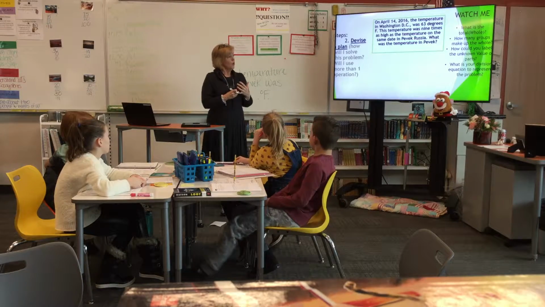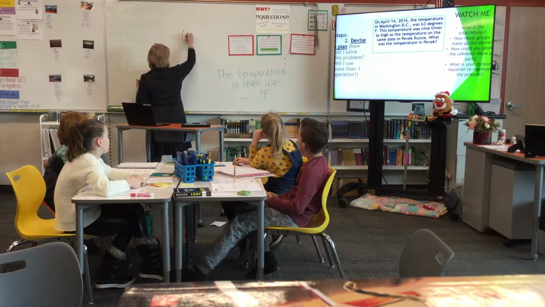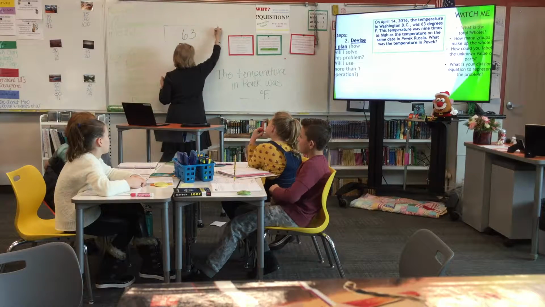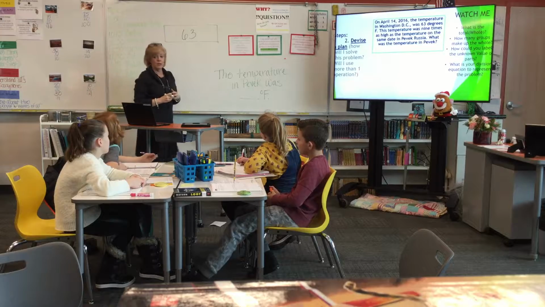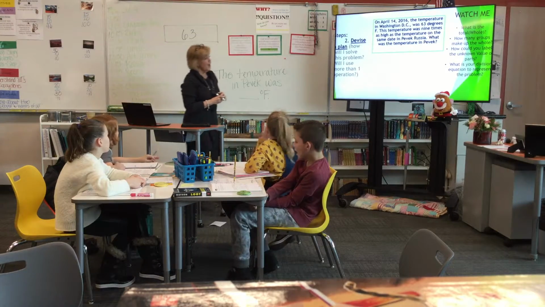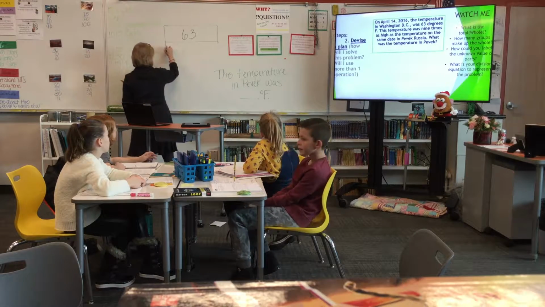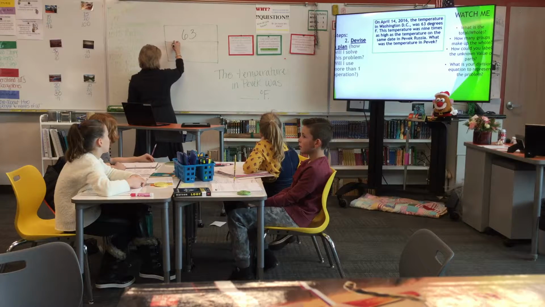Okay, so what is my whole? I know my whole is 63 degrees. So this is going to be my whole, and I'm going to draw a model. No, I just want you to watch me on this one. We'll draw the next one together. And how many groups? I know that there's 9 groups. So down below, I'm going to draw another bar, and then I'm going to put it into 9 pieces.